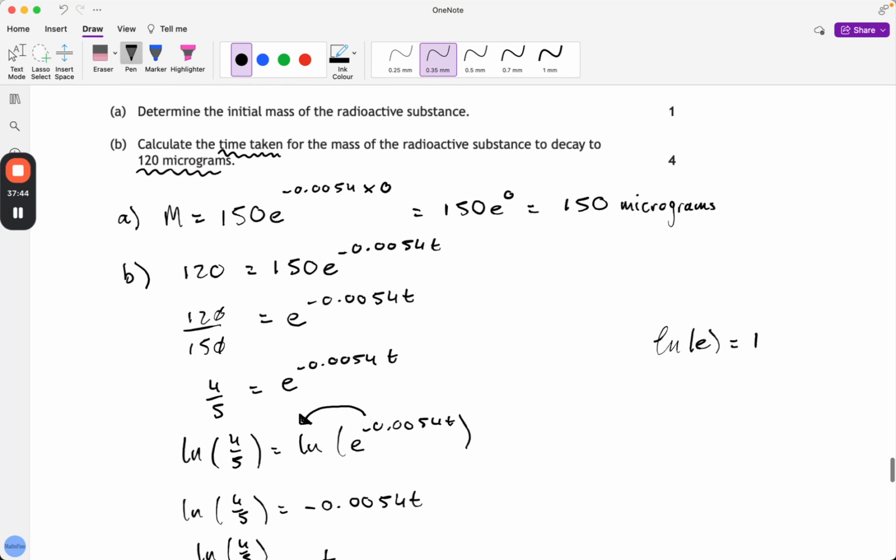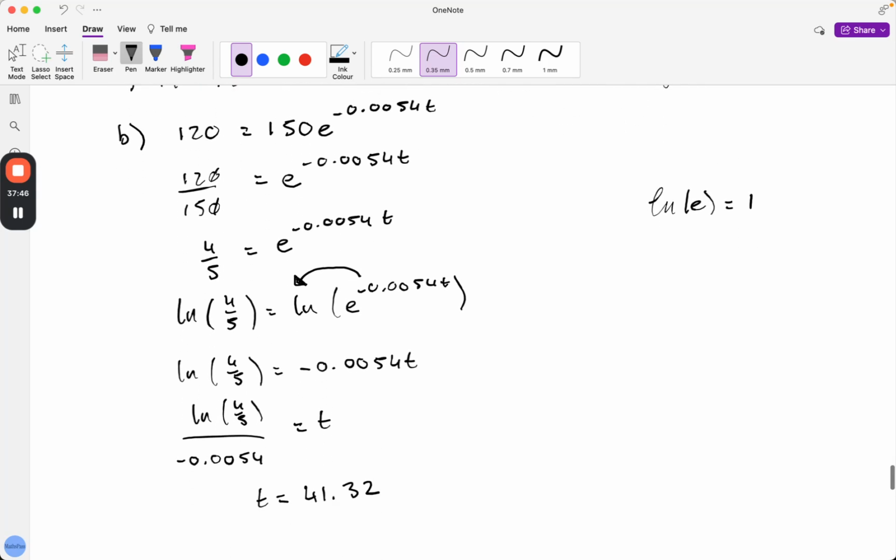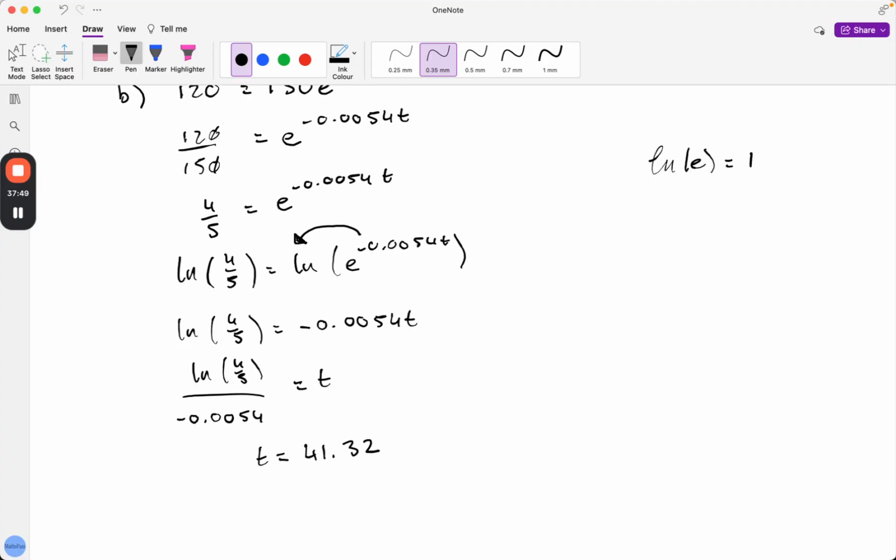I don't think the question asked for a specific rounding, so I would probably just take it to 2 decimal places there. And that's in terms of years as well. So it's going to take 41.32 years for it to decay down to 120 micrograms. So it takes a lot of time.